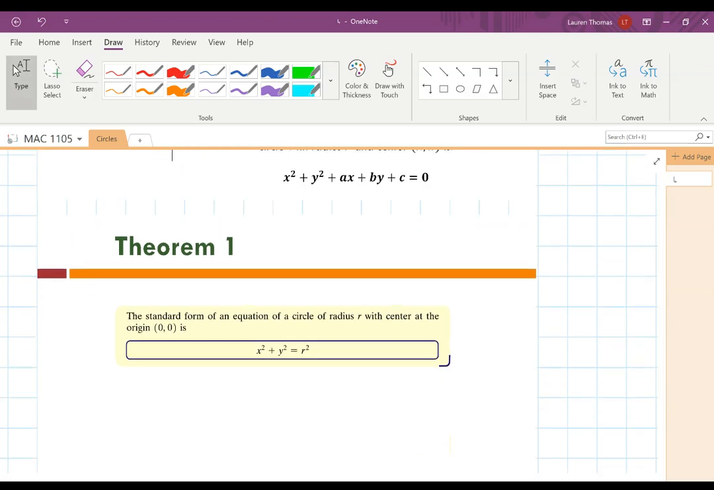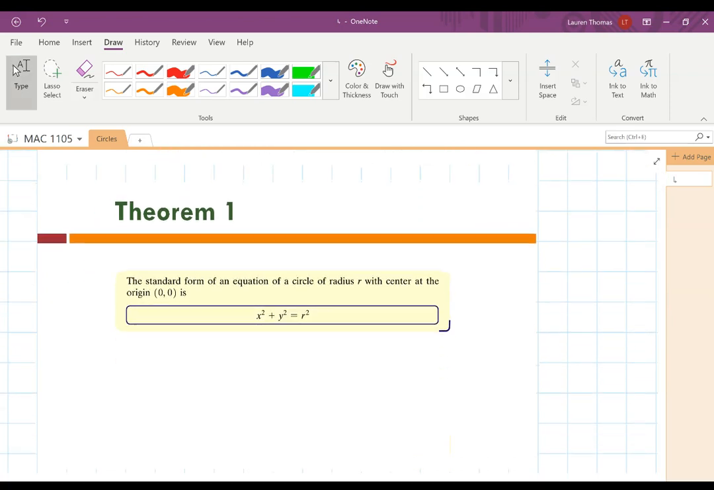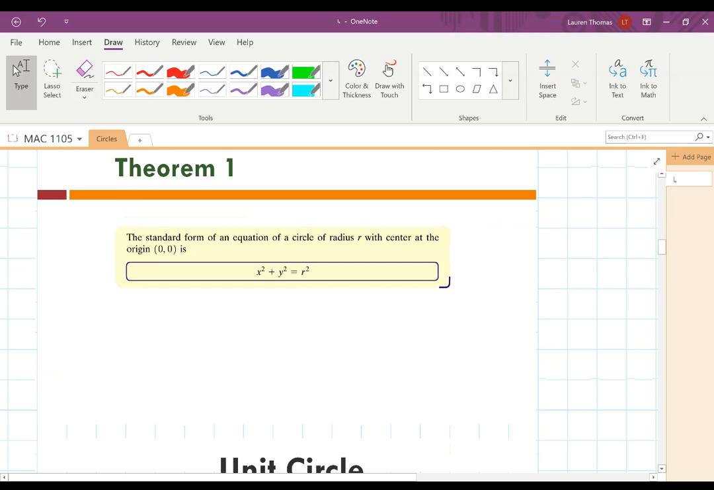All right, so the first theorem that you have in this section says the standard form of an equation of a circle of radius r with center at the origin (0, 0) is given by x^2 + y^2 = r^2. The reason that this theorem is true: in standard form, we were just given that the equation of a circle is (x - h)^2 + (y - k)^2 = r^2. So they're telling us if our center for this particular circle is at (0, 0), that means that our h and our k are also 0, 0.